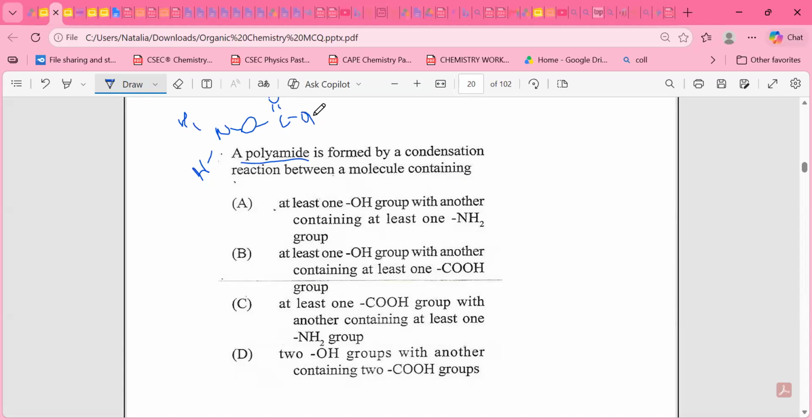Polyamide nylon can be formed from a di-amine: NH2, something in the middle, NH2 again. And then we have a diacid.